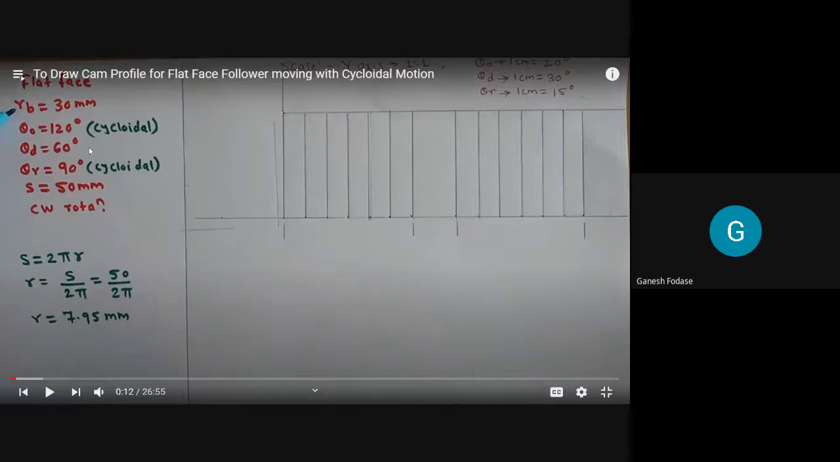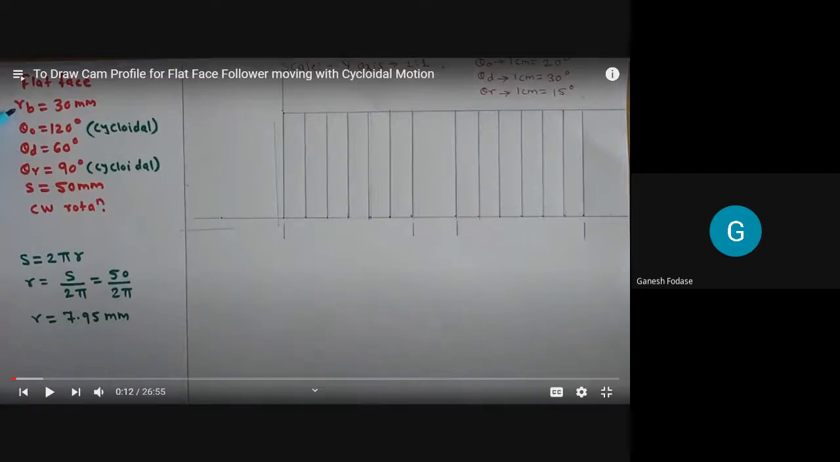Now we know which motion it is, how much the rise angle is, how much the return angle is, and how much the dwell angle is. One more piece of information is given: the stroke of the follower is 50 mm, and the cam rotates clockwise. Why is it essential? You might remember, depending on this we have to divide the base circle. If the cam rotates clockwise, then we have to take the anti-clockwise way. If it rotates anti-clockwise, then we go in a clockwise fashion, using the principle of kinematic inversion. So this data is given.